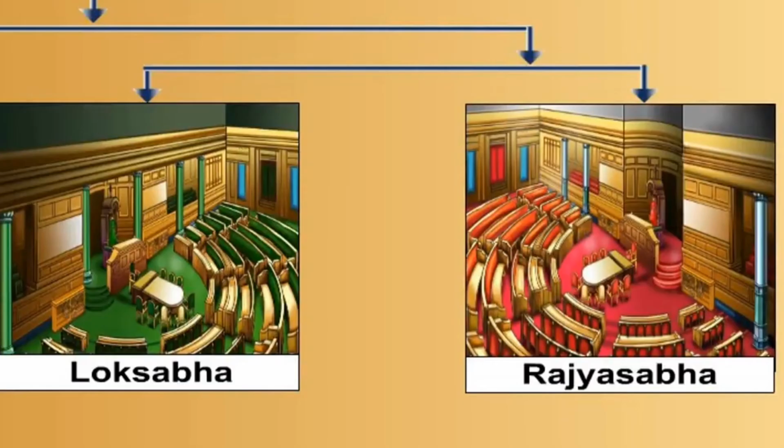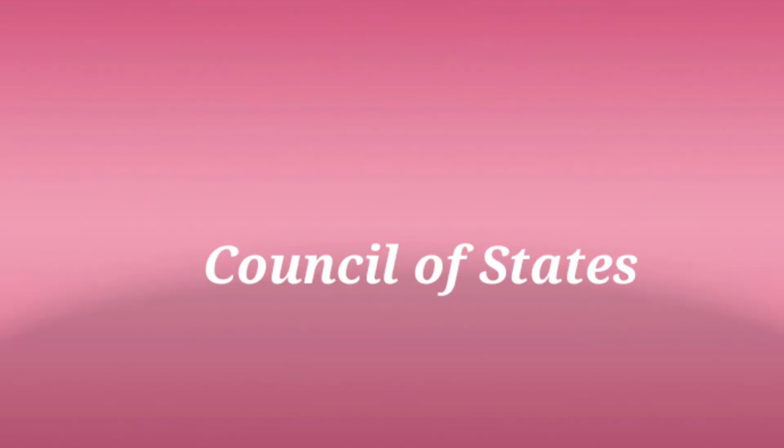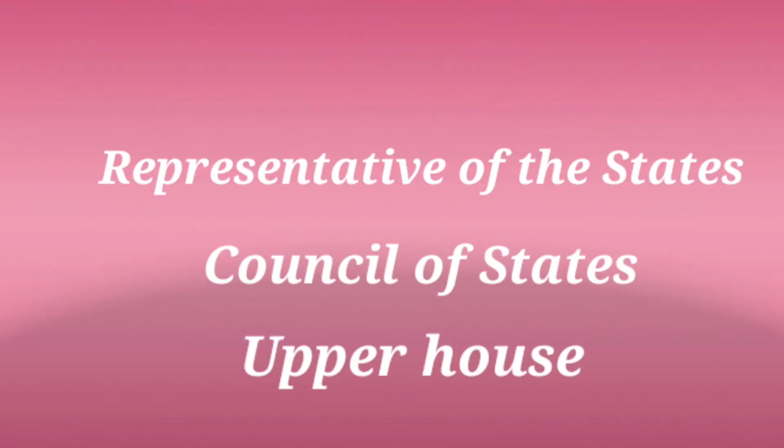Move to the next house. The next house, you know very well, is the upper house. The upper house is known as Rajya Sabha and Council of States, because Rajya Sabha is the representation of the states of India in the parliament. So this is the representation of the states, whereas Lok Sabha is the council of people. This is the council of states. And this is the first thing you have to know.